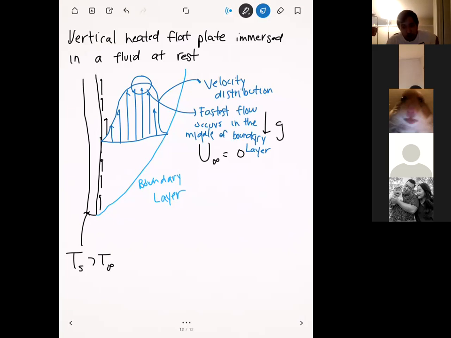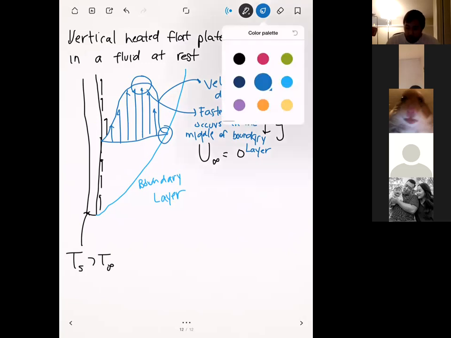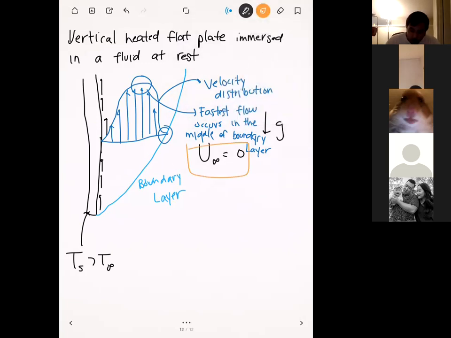If you remember how our velocity distribution looked in external flow, we reached a maximum velocity at the end of the boundary layer. The reason for that before was that our free stream velocity was our maximum velocity in the system. So before, U infinity was the max velocity in the system.